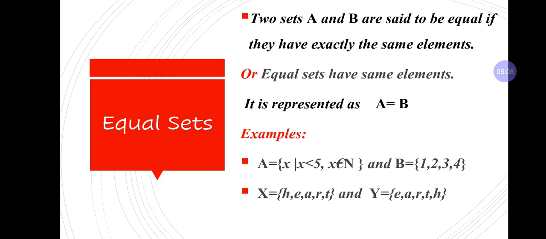Here is another example. Set X and set Y. Both sets have the same elements, just the order of elements is different in both of them, but they have exactly the same elements. So we can say X and Y are equal sets. Here is another example. Here set P has elements 1, 2 and 3 and set Q has elements 3, 2 and 1. Just the order of elements is different in both of them, but they have exactly the same elements, so they are called equal sets.